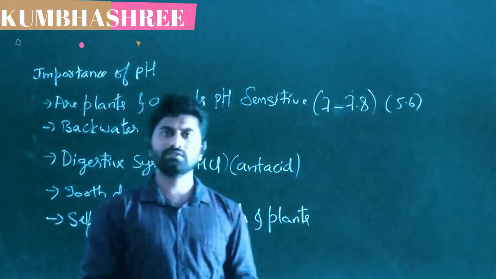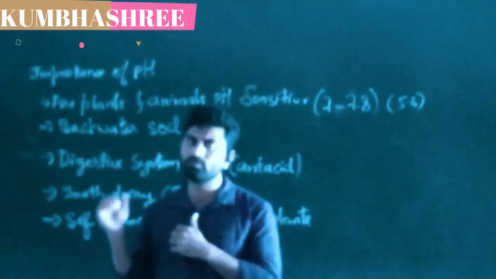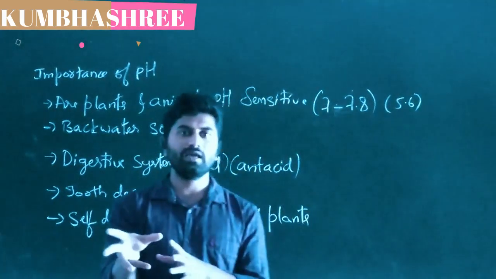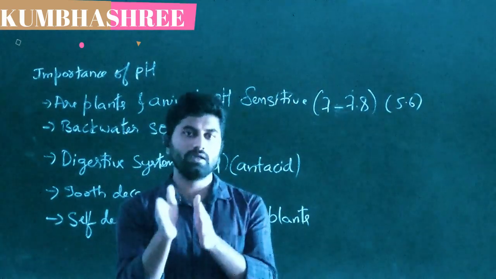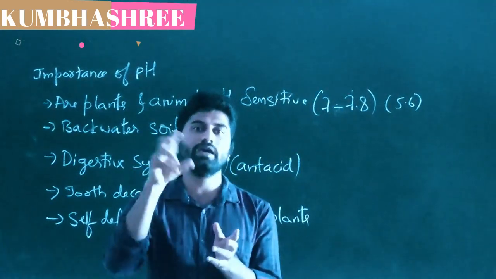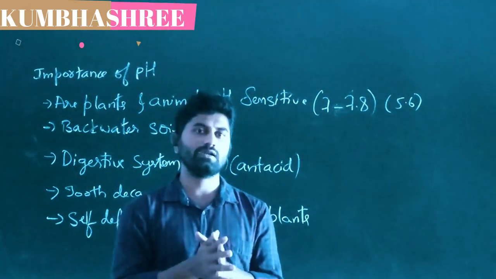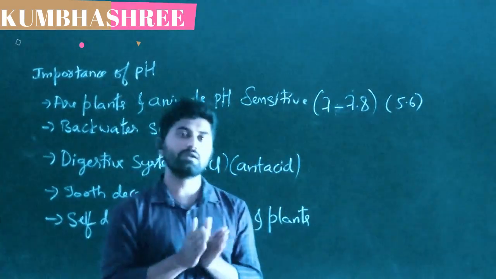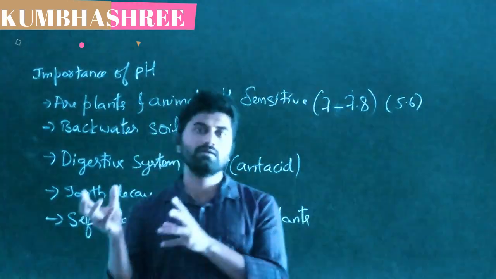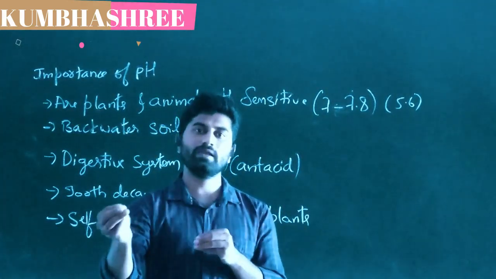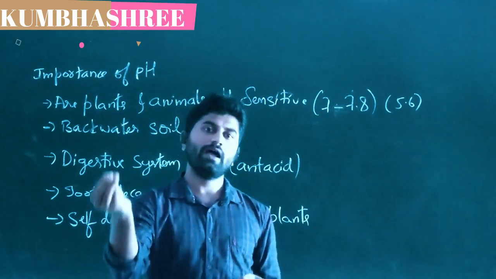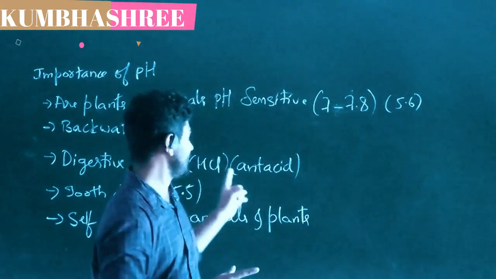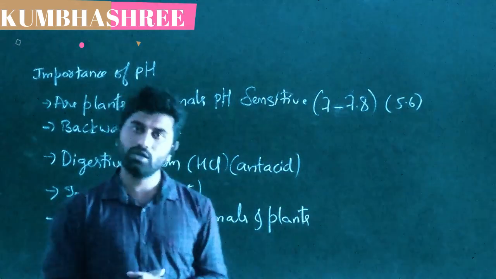And the digestive system. I think the human digestive system is explained. Sometimes if the food in your body is not properly digested, what will happen? You will feel irritation or pain. At that time, what is the solution? Your parents or doctors will suggest adding some base to your stomach so it will be neutralized. Here also, an acidic condition is present in your body.